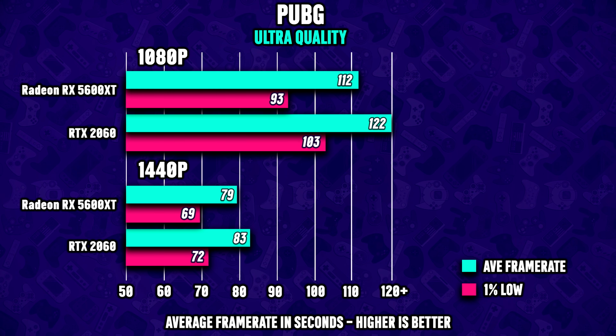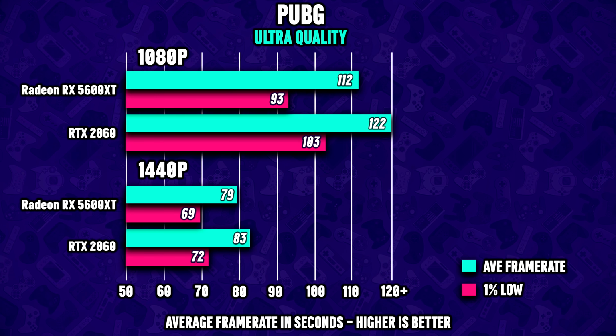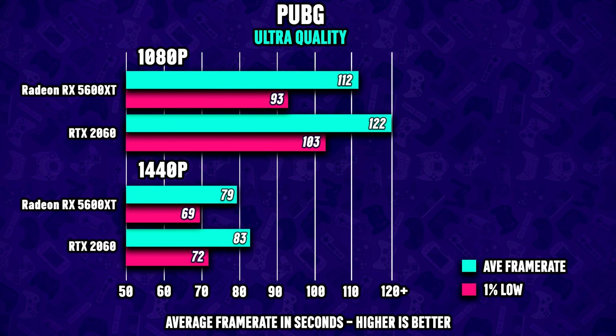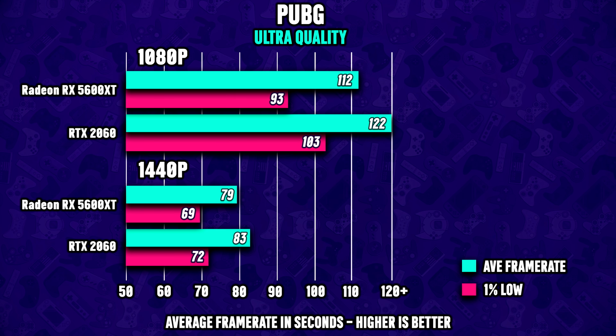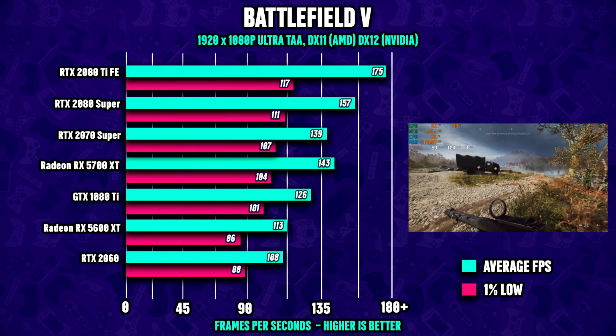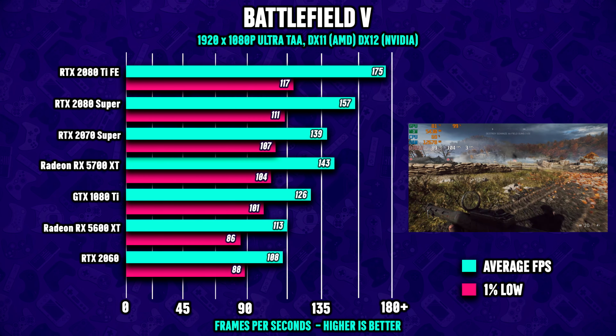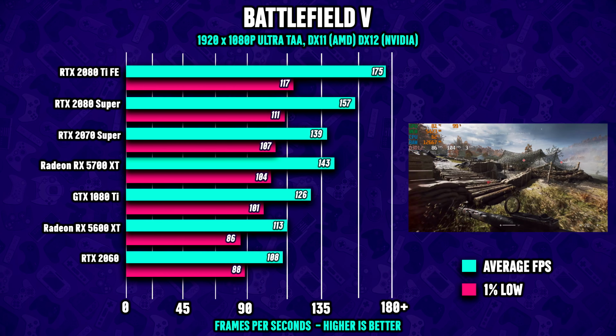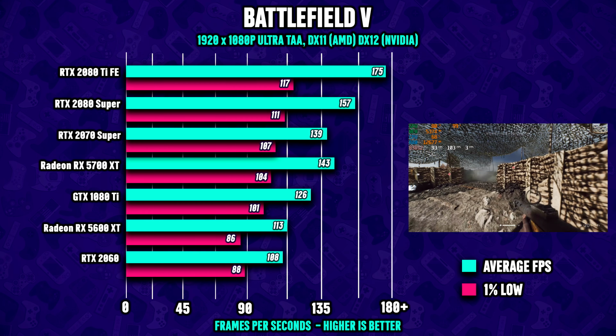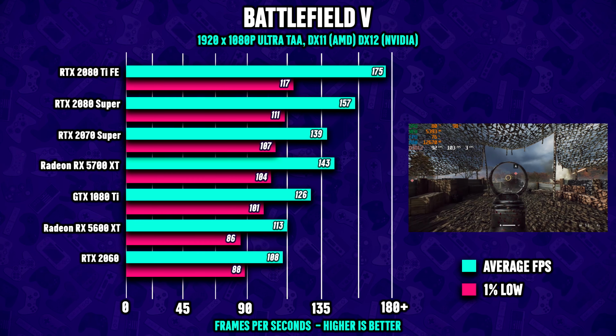Next up is PUBG, and we're seeing that the 2060 is about 9% faster at 1080p and about 5-6% faster in 1440p. Moving on to Battlefield 5, and to make things a bit more interesting, I decided to throw in a few additional GPUs to give you guys a better idea how these two GPUs stand versus some of the other popular GPU picks out there.